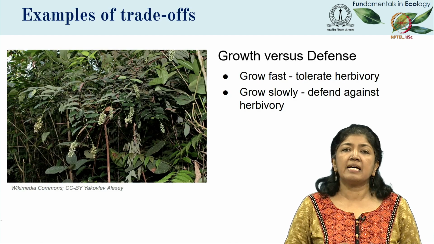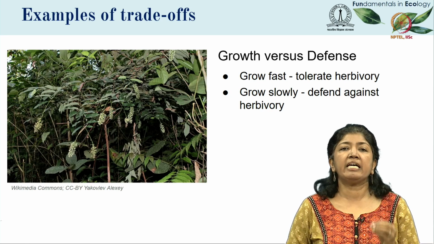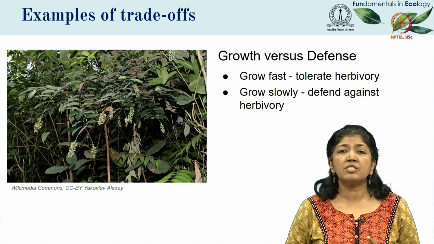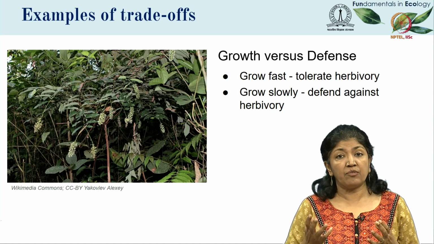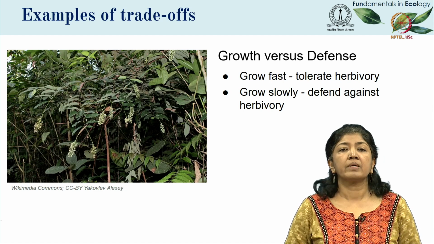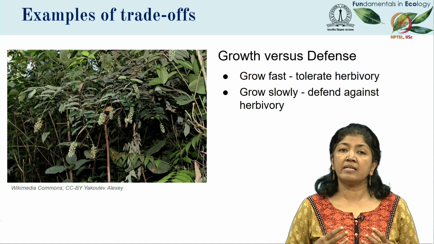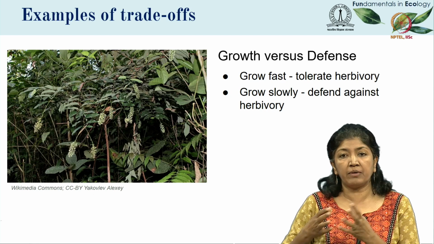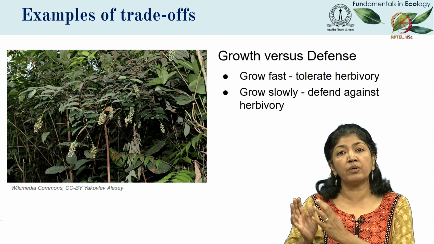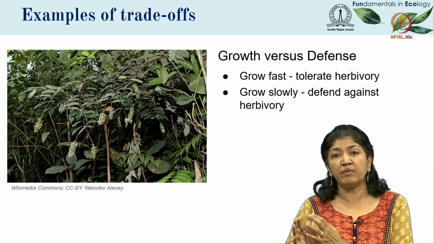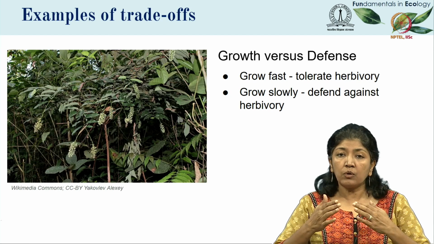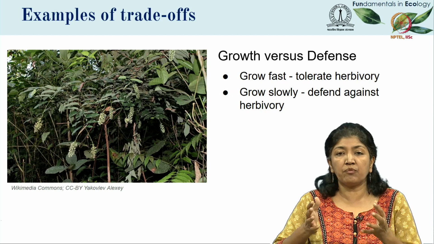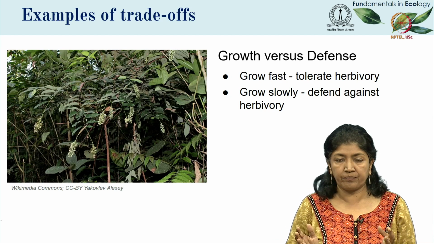Let us look at some examples of trade-offs, since this is such a key concept in life history theory. So, in some plants we see growth versus defense trade-offs. That is, plants may either allocate resources towards growing fast and tolerating herbivory, because now there is less resource to put into defending against herbivores, or they could grow slowly and allocate resources towards defending against herbivores.